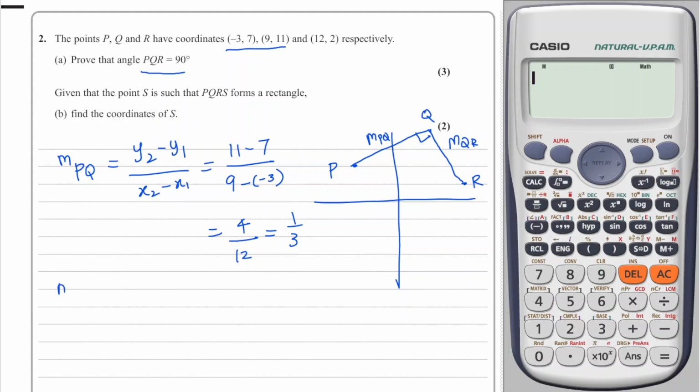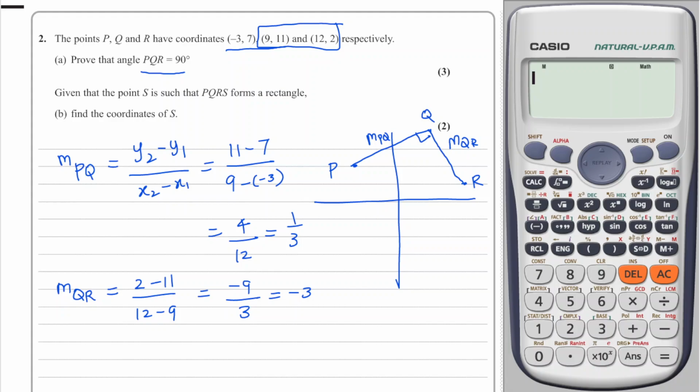Next I need to calculate the gradient of QR. So that is M_QR. Same formula I am going to use, but these 2 points I need to use. So this is 2 minus 11 divided by 12 minus 9. 2 minus 11, this value becomes minus 9, divided by 12 minus 9, the value will be 3. So minus 9 by 3, the value becomes minus 3. So I have the two gradients.